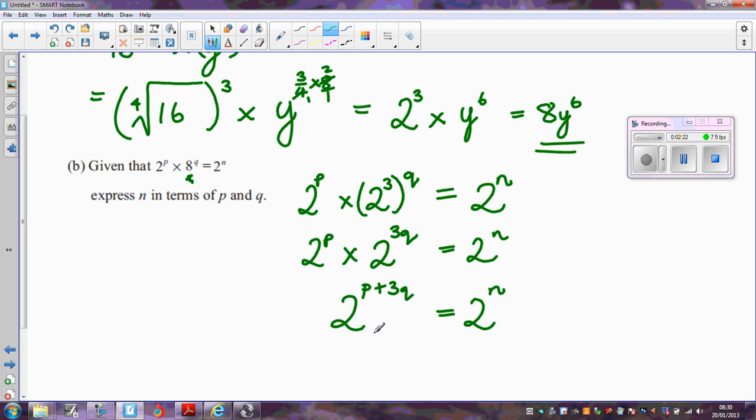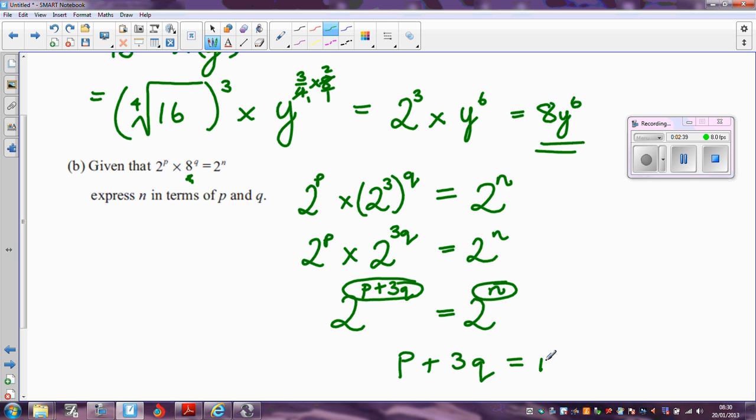n. And now it's fairly clear that for the left-hand side to be equal to the right-hand side, the powers must be equal. In other words, we can just lose the big 2's, the base numbers, and end up with p plus 3q is equal to n, and we've done it. Usually we'd write it the other way around as n is equal to p plus 3q.